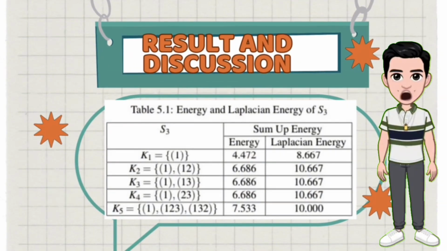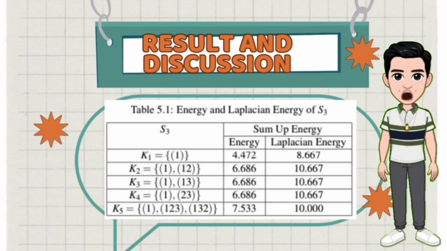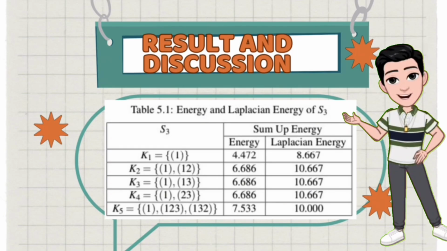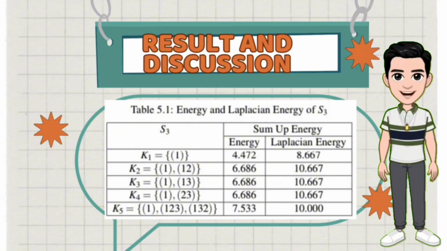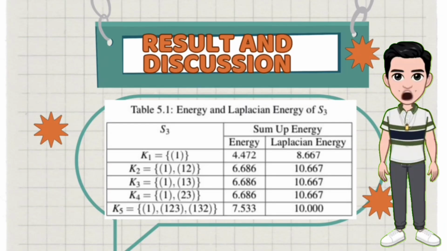Now, let's go through the results of our study. For S3, subgroups with more elements and complex permutations have higher energy values. This means that as a subgroup grows, complexity increases, leading to higher energy. However, Laplacian energy in S3 remains fairly stable, with only a slight increase as more elements are added. Subgroups like K1 have lower values, while larger subgroups like K2, K3, and K4 show slightly higher values.